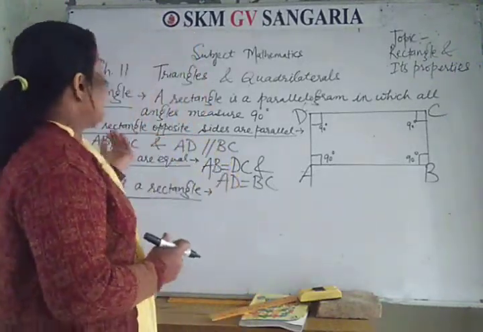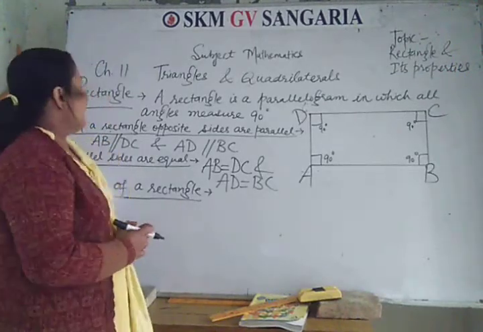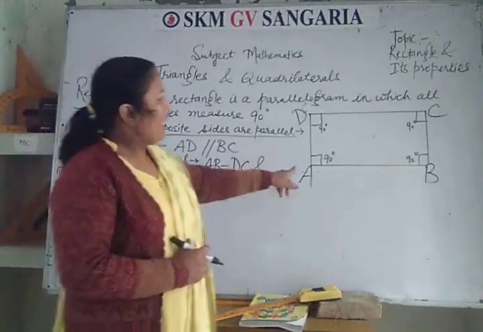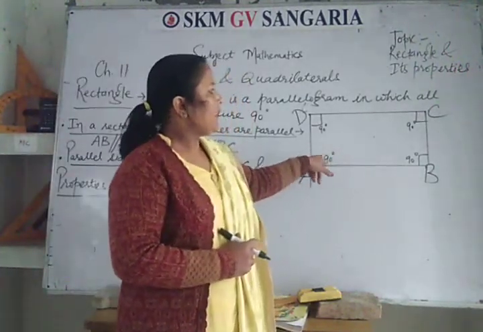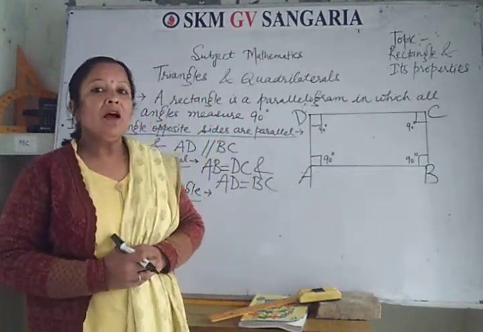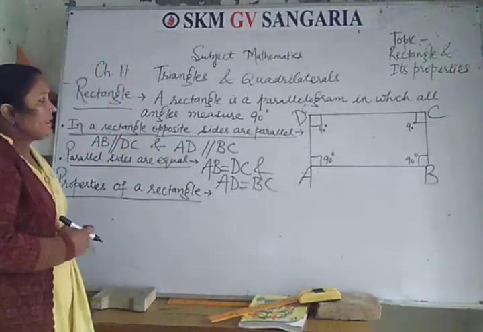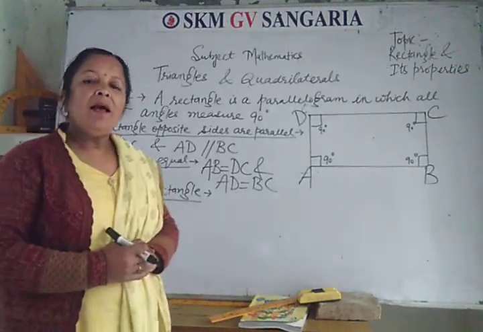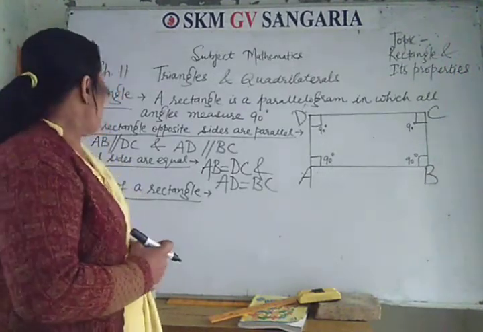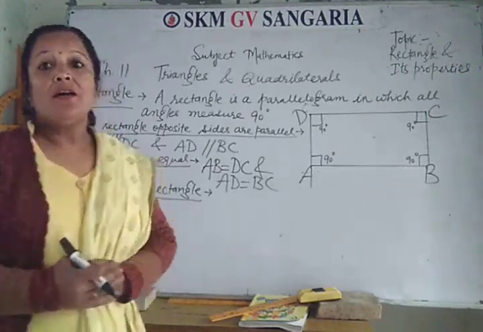In case of a rectangle, a parallelogram in which all angles measure 90 degrees each, when you add all these angles, 90 plus 90 plus 90 plus 90 degrees, you will get 360 degrees. In a rectangle, opposite sides are parallel and those parallel sides are also equal in length. So now let's start the properties of a rectangle.